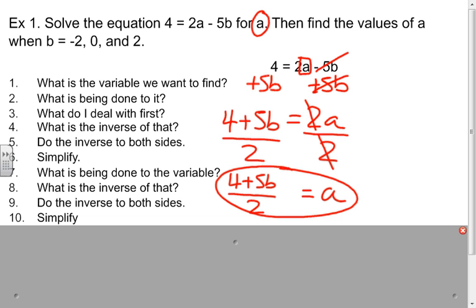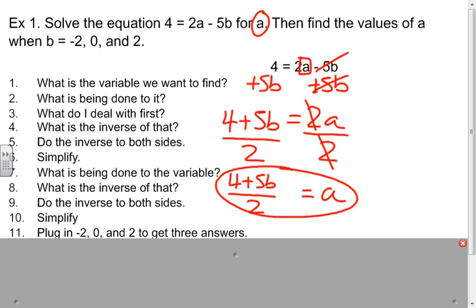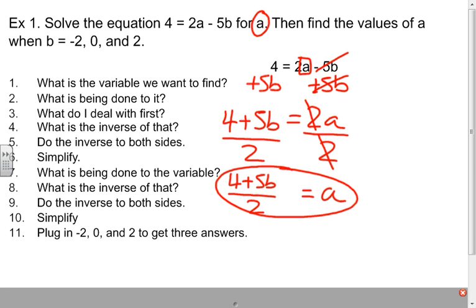Now, the other part of the problem says find the values of a if b equals -2, 0, and 2. So we're going to take the equation that we just found and plug in 3 values, one at a time. We're going to plug in -2 and get an answer. We're going to plug in 0 and get an answer. We're going to plug in 2 and get an answer.